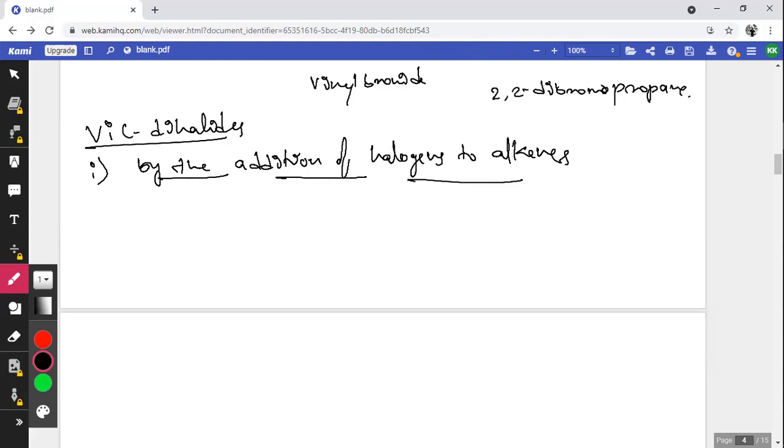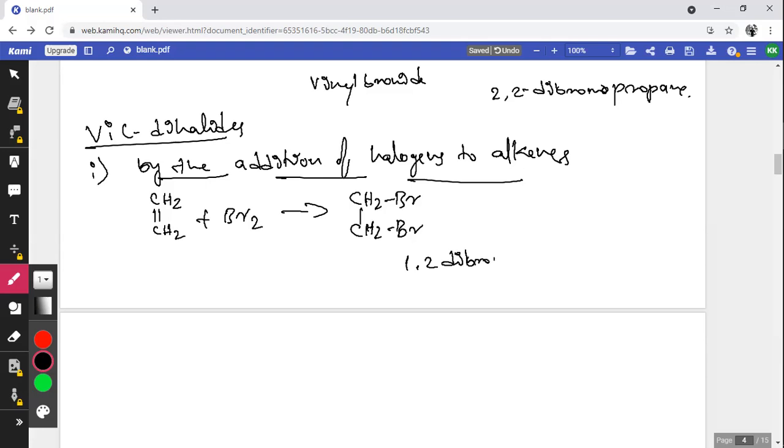By this method, we'll take the example of ethene. This on treating with bromine, addition of bromine to an alkene like ethene, is going to form CH2Br-CH2Br, which is nothing but 1,2-dibromoethane.